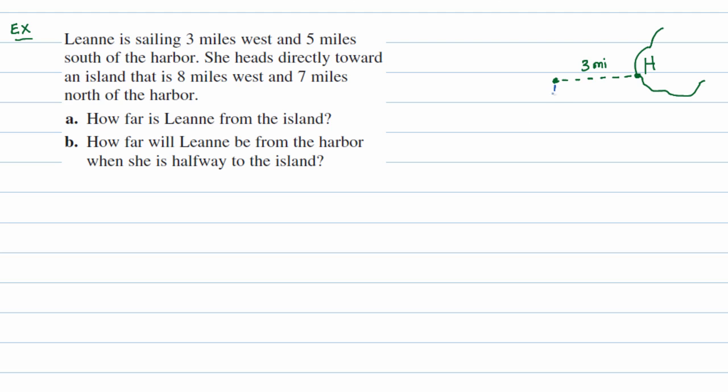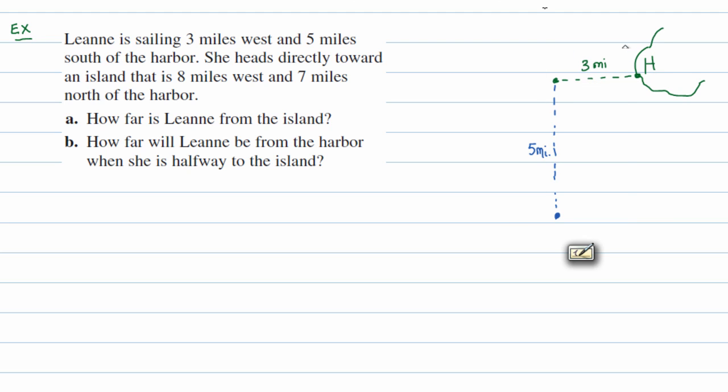So let me draw that in blue. She's 5 miles south. Let me try to get something that looks a little more like 5. That looks like 5 miles maybe. Okay. So we see that this is where she is when she all of a sudden decides to head directly toward an island that is 8 miles to the west and 7 miles to the north of the harbor.